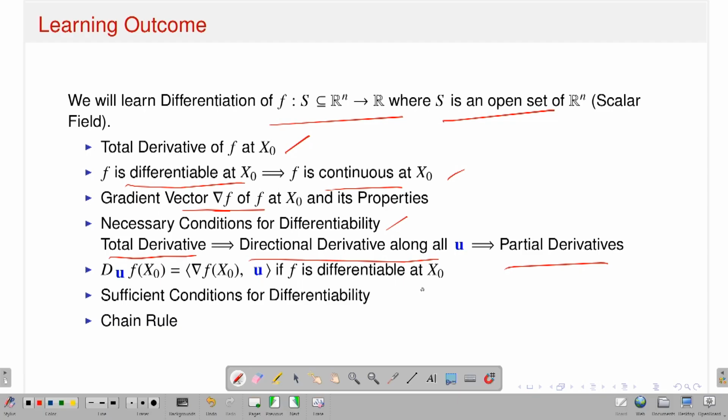Not only that, once I have the total derivative, which implies the existence of directional derivatives, I can write the directional derivative of my function f at x naught in the direction u in terms of the total derivative. You calculate the total derivative, take the inner product with the vector u, and it will give you the directional derivative of f at x naught in the direction u. And then, as I said, sufficient conditions for differentiability, that means when existence of partial and directional derivatives will imply the existence of the total derivative, along with the chain rule.